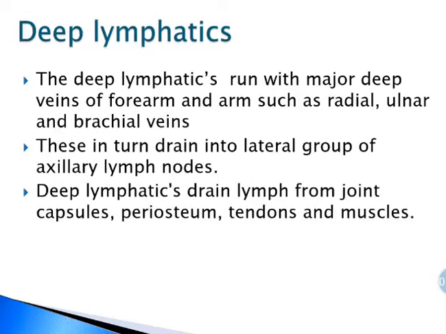Deep lymphatics. Deep lymphatics run with major deep veins of forearm, such as radial, ulnar and brachial veins. These in turn drain into lateral group of axillary lymph nodes. The deep lymphatics drain lymph from joints, their capsules, periosteum, tendons and muscles.